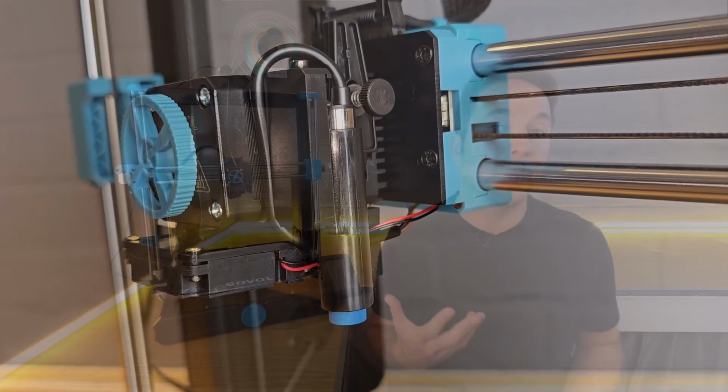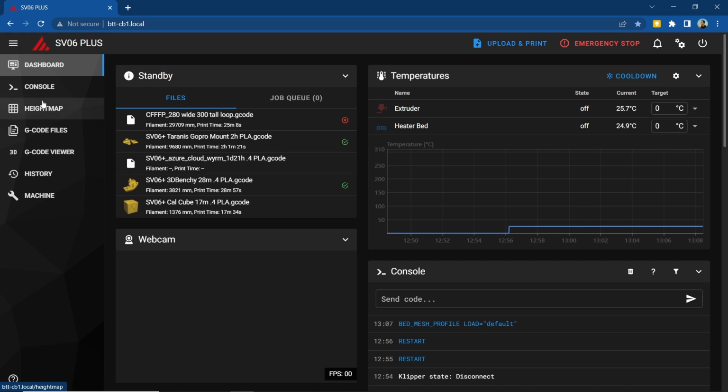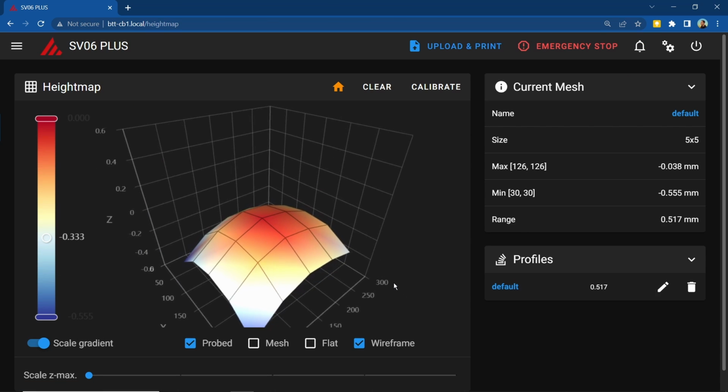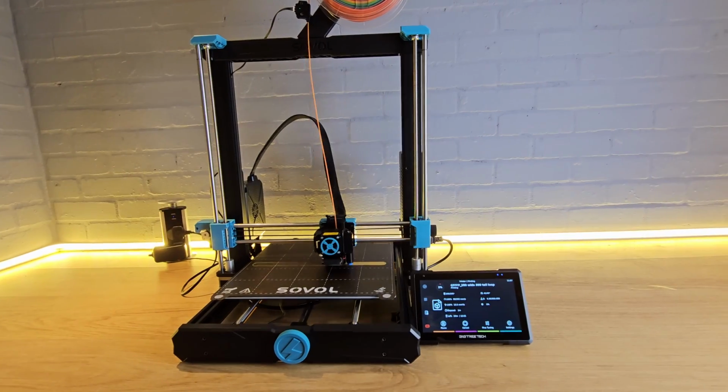As we saw, the bed probe and mesh are very good. Once using Klipper, it's very easy to visualize how far from flat the bed actually is, which makes it even more impressive. As a Klipper-controlled 3D printer, the SV06 Plus is a beast.